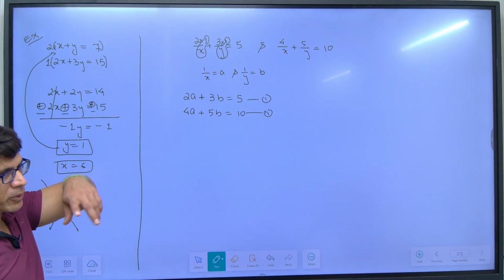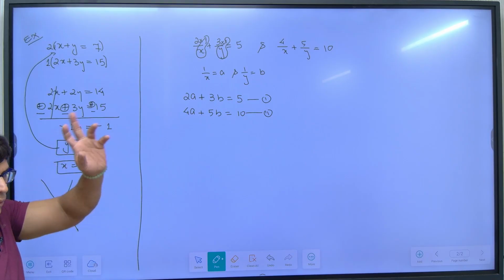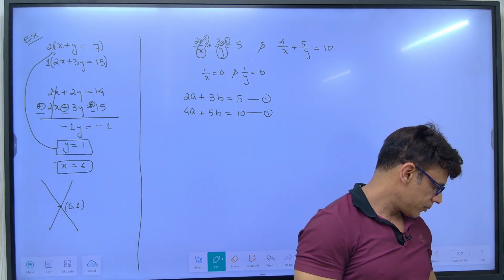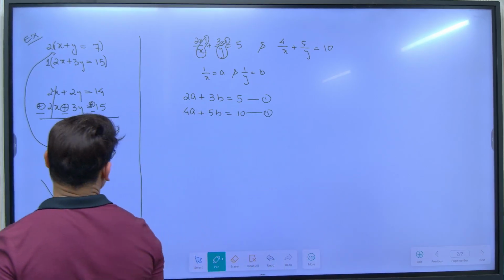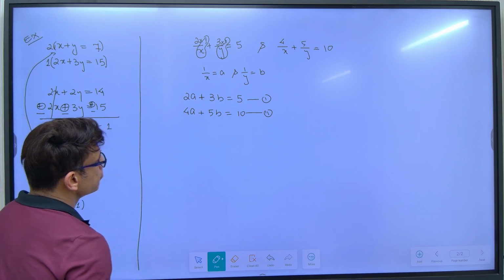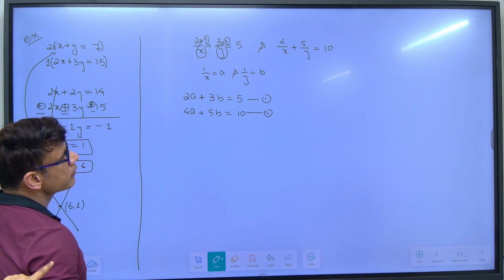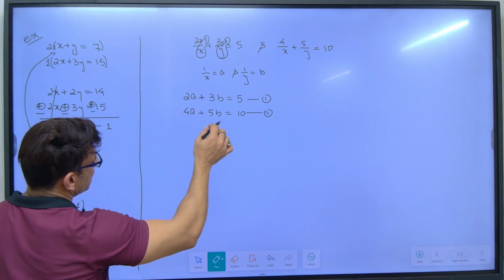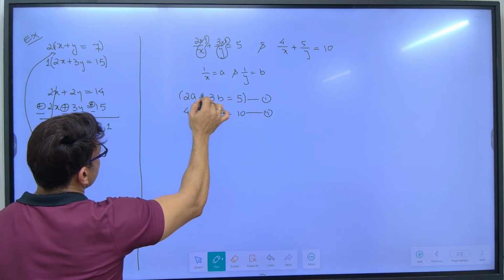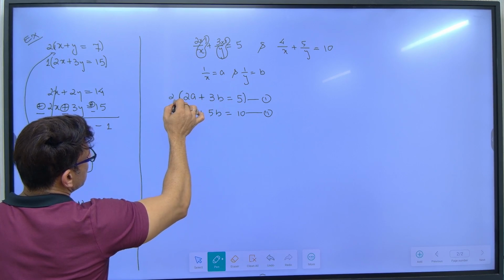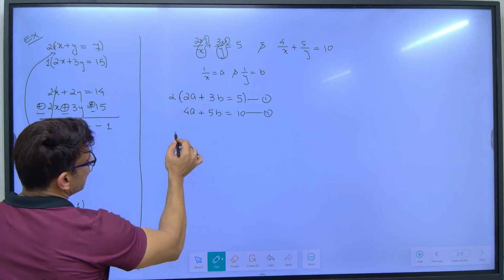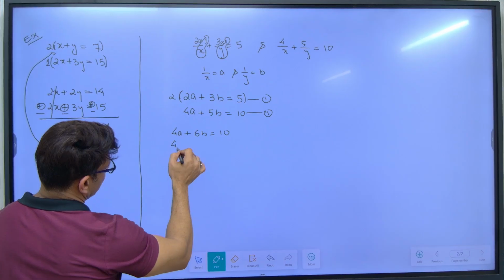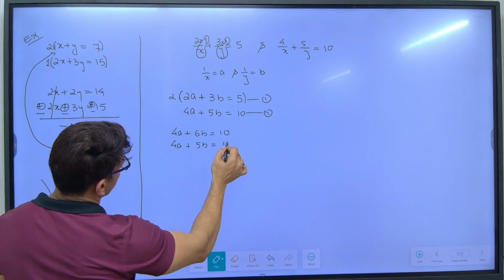Check. 2 by 4 is 1 by 2, not equal to 3 by 5. I have to cancel any one variable. A and b are the variables. Suppose we want to cancel a. To make a equal, the second is already 4, so if I multiply the first with 2, it becomes 4a plus 6b is equal to 10. And this is 4a plus 5b is also equal to 10.